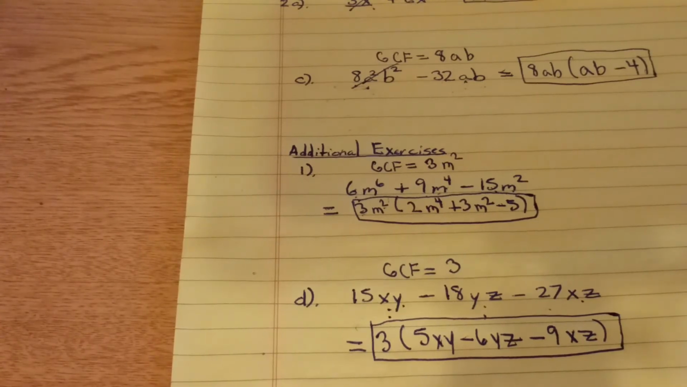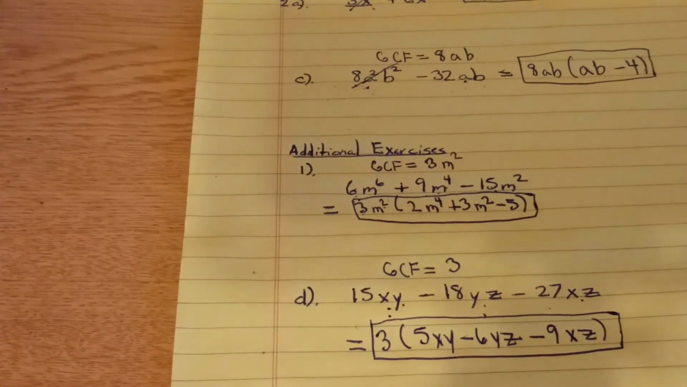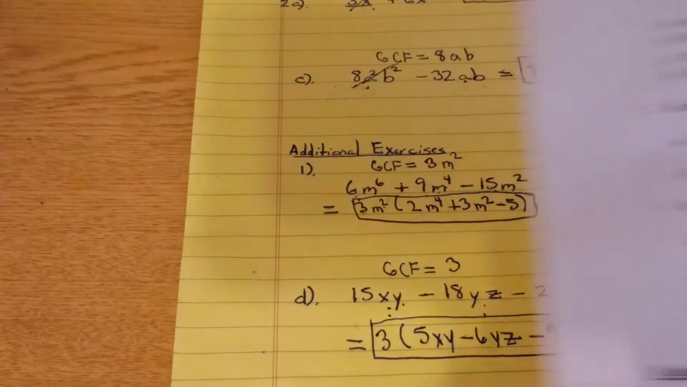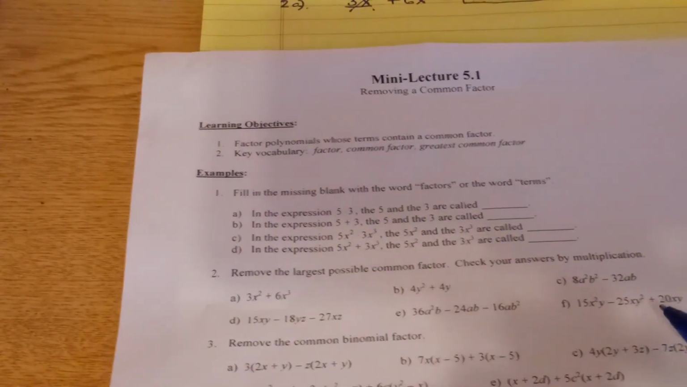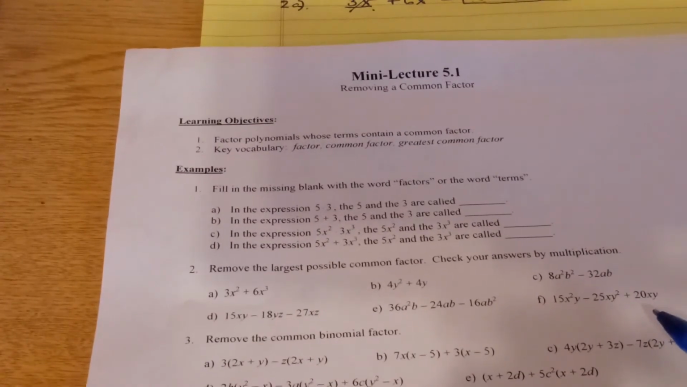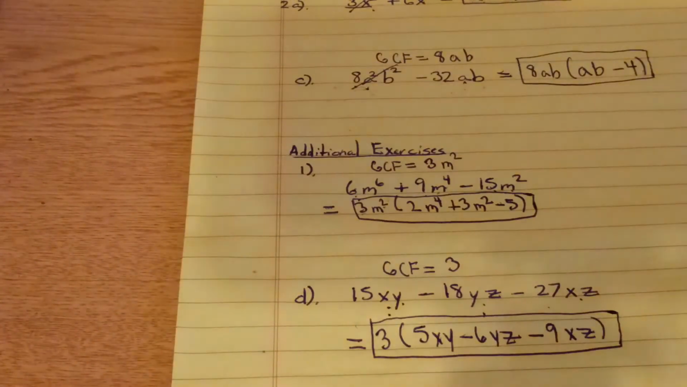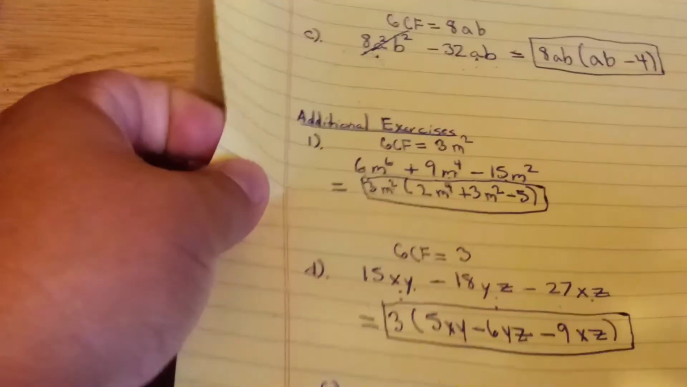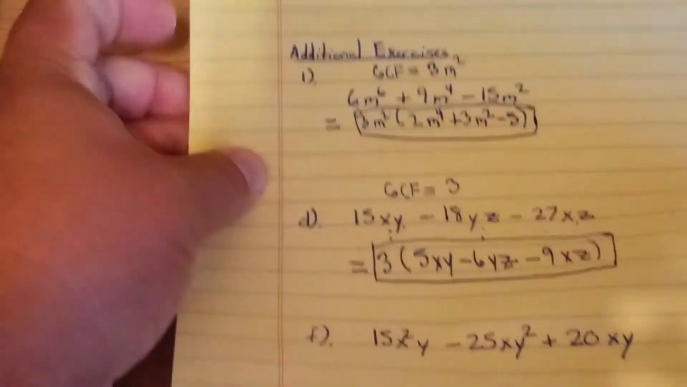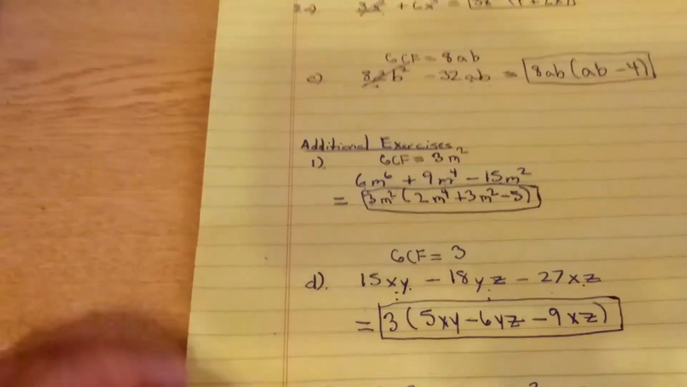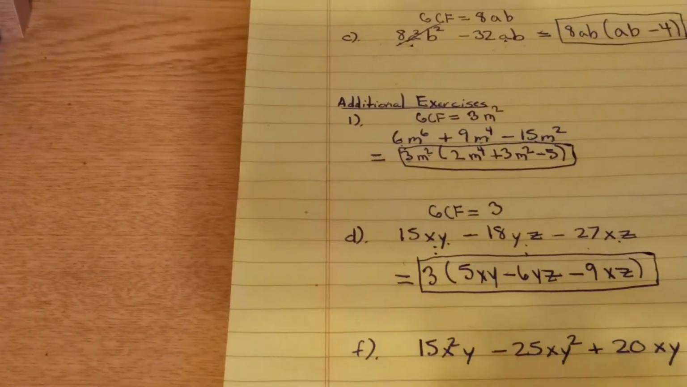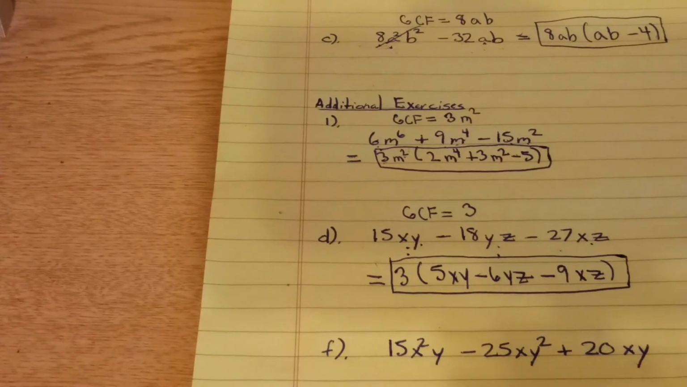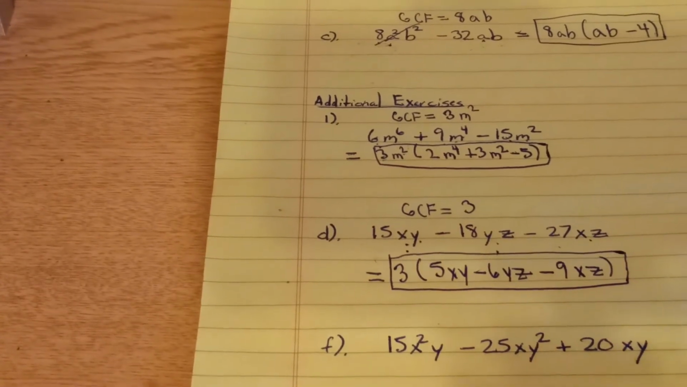Let's try one more. Take a look at letter F. Once again, this comes from your worksheet. So letter F right there. We also have another trinomial there. So let's take a look here. We have 15x squared minus x squared y minus 25x y squared plus 20xy.